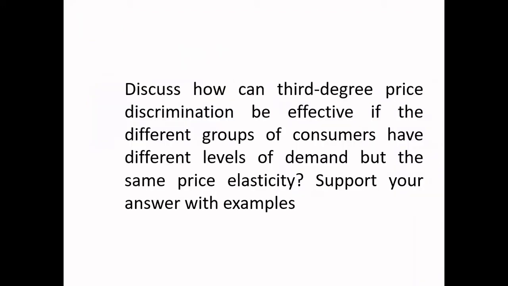So how can third-degree price discrimination be effective across different groups? This is an important question, because if I have a higher cost, then I have a higher marginal cost. And if certain segments are not willing to pay that much, it is very important that it will not be applicable. Why will it not be applicable?